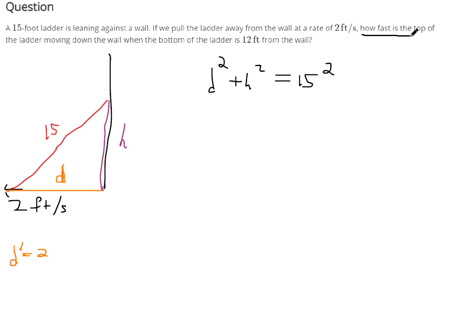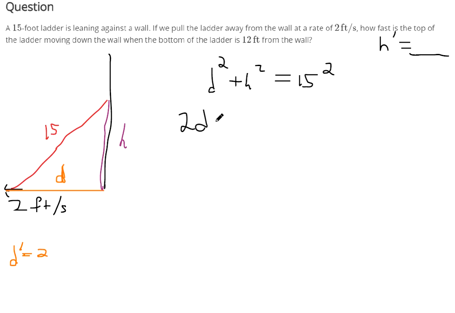So how fast is the top of the ladder moving down? We want to know what H prime is. And H prime should be negative, because if we're moving 2 feet away from the wall, we're getting pulled further and further away. So H is decreasing, right? So in order to find that out, we need to use implicit differentiation. I can take the derivative of both sides.